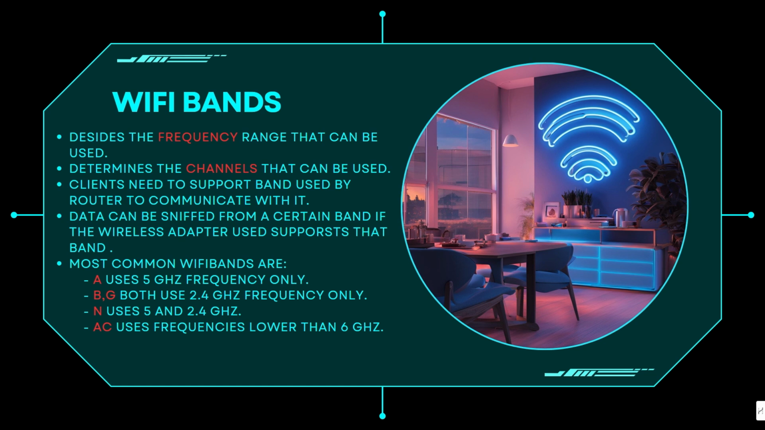Many devices like microwaves, baby monitors, and Bluetooth all operate on the 2.4 GHz band, which can lead to interference. Now the 5 GHz band. The 5 GHz band is faster and less crowded. It gives you better speed and performance, but its range is shorter. It does not travel through walls as well, so it's best for close-range conditions.